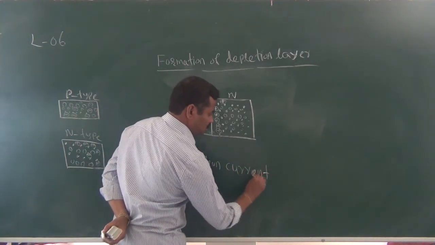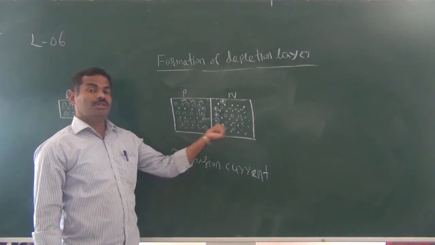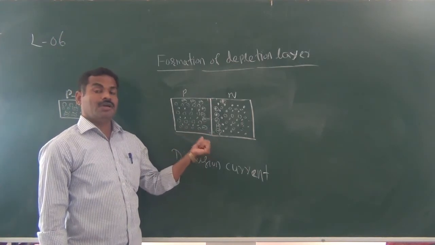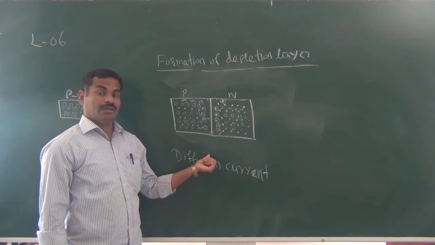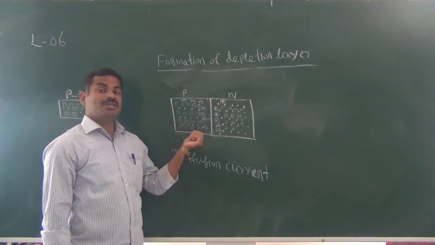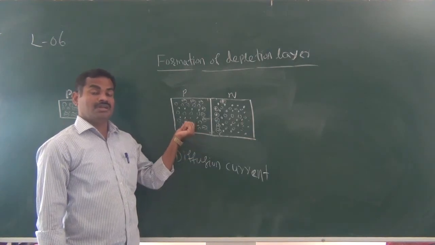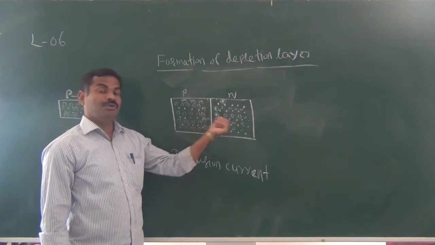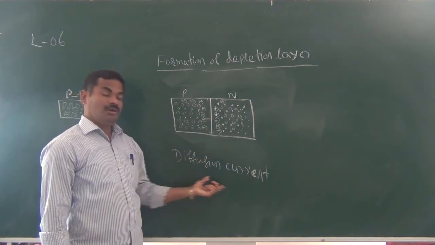What is the diffusion current? It is the current because of the moving of the holes and the moving of the electrons because of the concentration difference. You are not applying any electric field or any external voltage, but the electrons and holes are moving in a particular direction. Why are they moving? Because of the concentration gradient. That diffusion of electrons and holes is nothing but diffusion current.